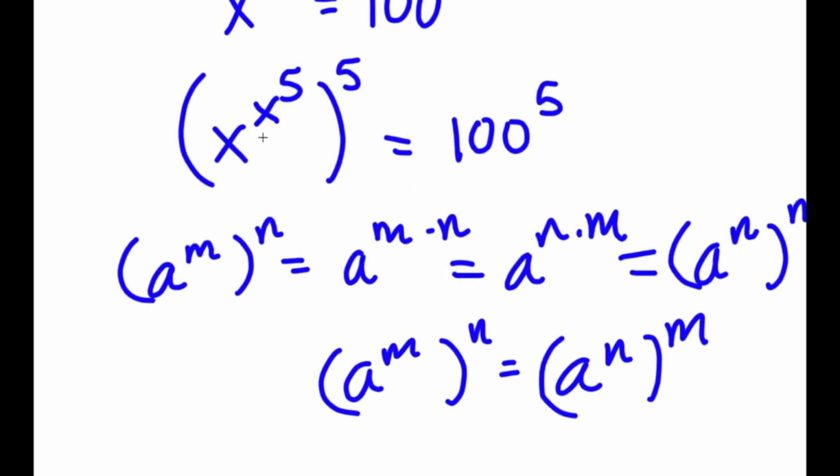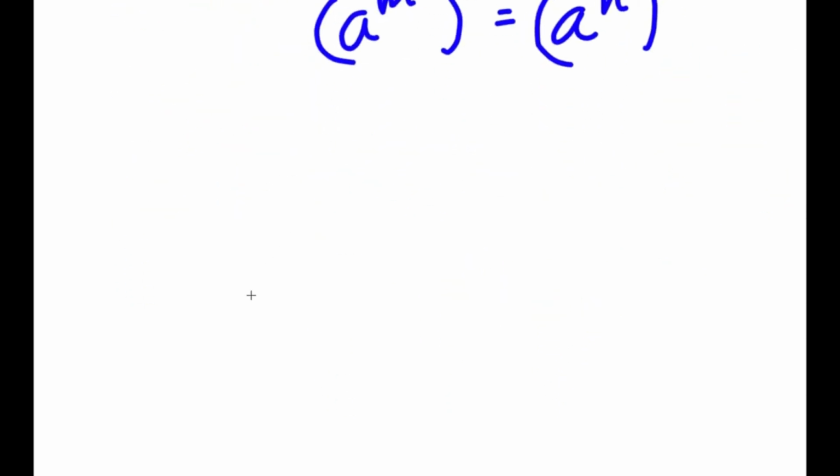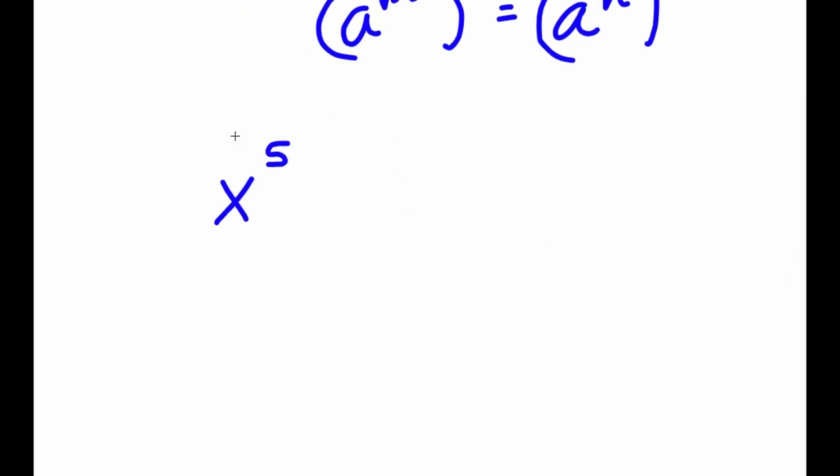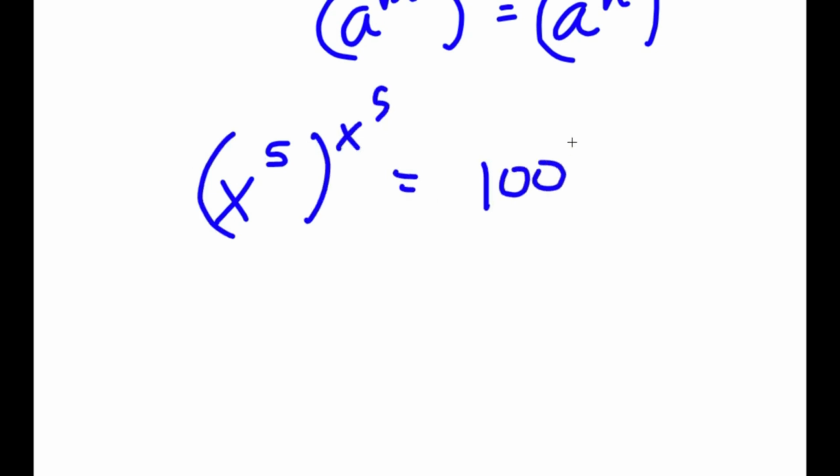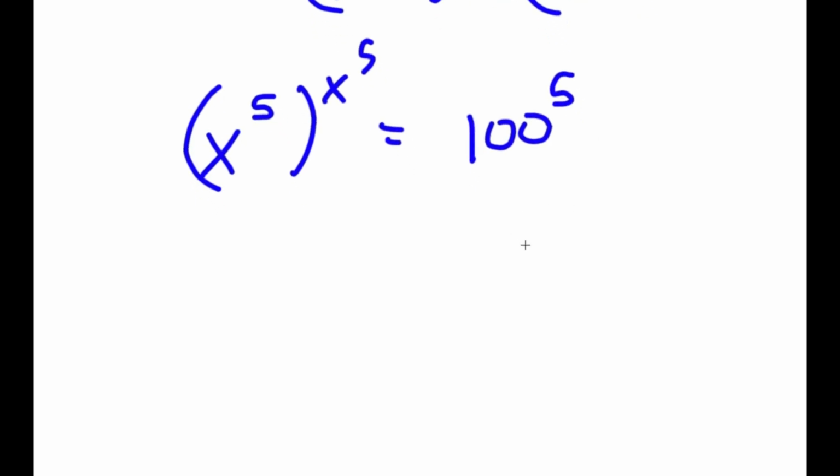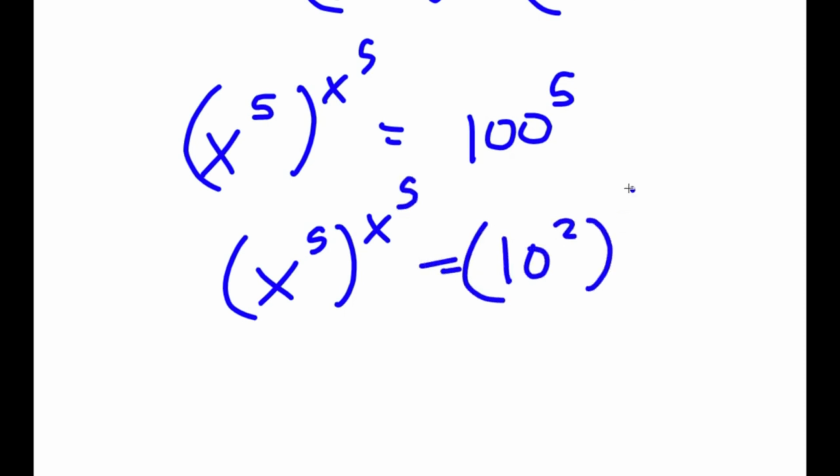So over here, we have x to the power of x to the power of 5 to the power of 5, and we can think of x to the power of 5 as m and 5 as n. So if I switch those two places, I get x to the power of 5 to the power of x to the power of 5 is equal to 100 to the power of 5. Now 100, I'm going to rewrite as 10 squared. So now I have x to the power of 5 to the power of x to the power of 5 is equal to 10 squared to the power of 5.